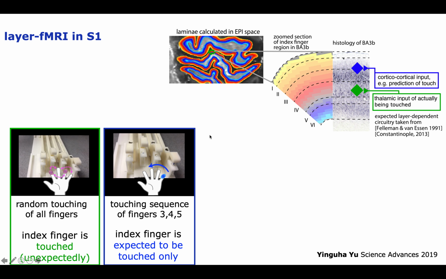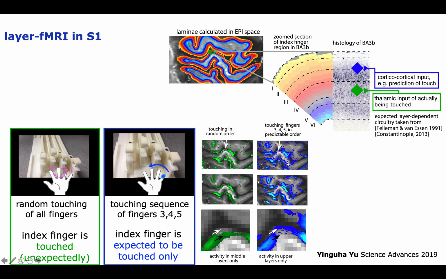And in one of the many control conditions, the participants were touched in a completely random fashion. So here, the people could not predict which finger is going to be touched next, but there was actually feed-forward input happening in the middle layers. And for these two cases, we pretty much get what we expected, namely that for the feed-forward condition, we mostly have middle layer activation in this small patch of the finger representation in the primary sensory cortex, whereas for the expectation predictive coding condition, it's mostly the superficial layer.